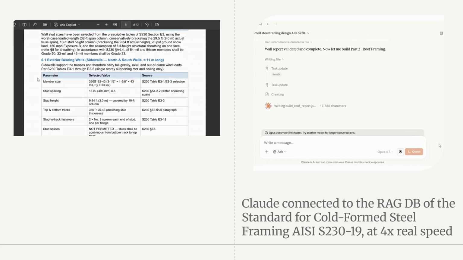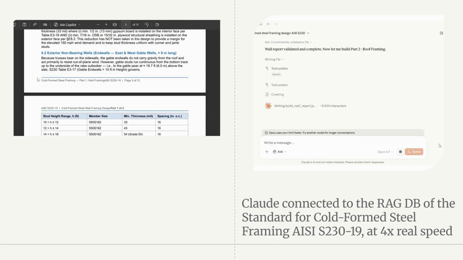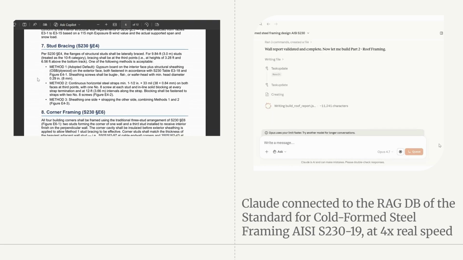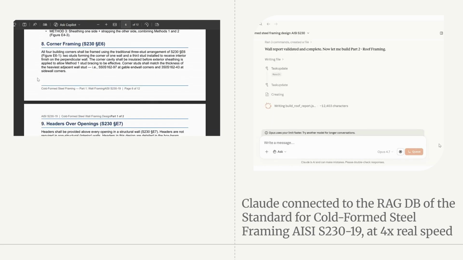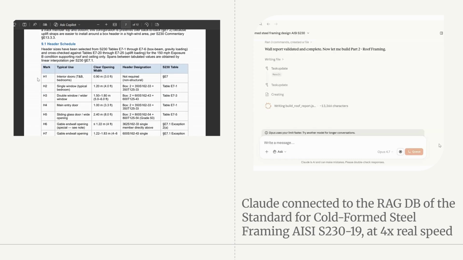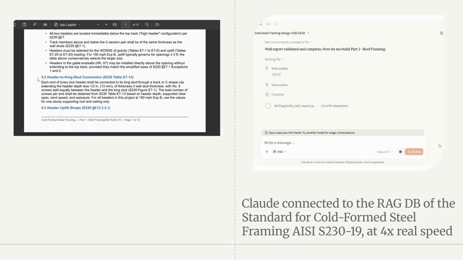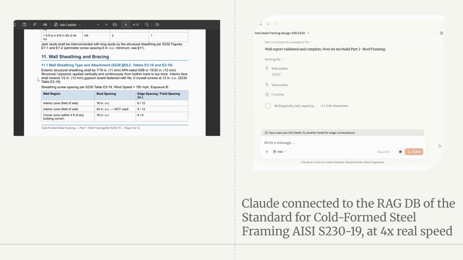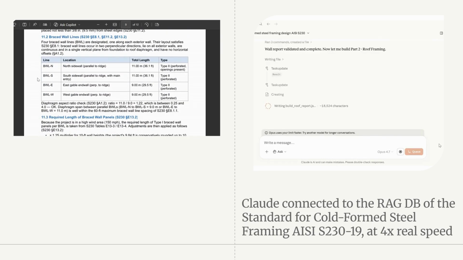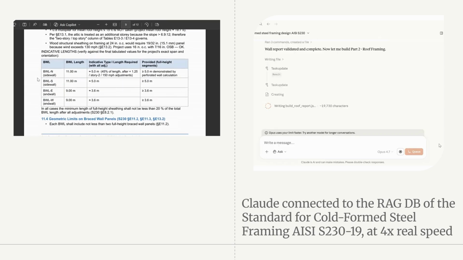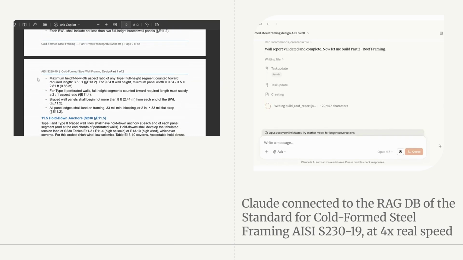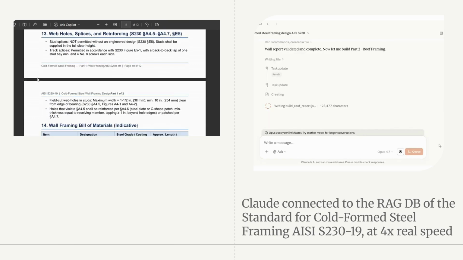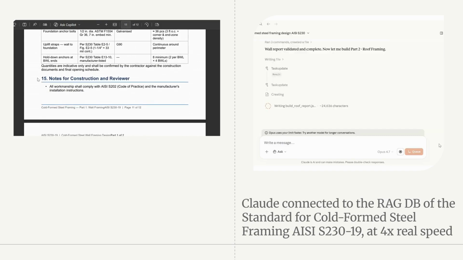The wall studs are then selected from the appropriate tables in S230, including exterior load-bearing walls and non-load-bearing walls, and interior non-load-bearing walls. Stud bracing and corner framing requirements are specified. The chapter on headers includes a detailed header schedule, details of connections to king studs and uplift strapping. The jack and king studs and box headers are then designed. A detailed chapter on wall sheathing and bracing details the predominantly wind-based design of the lateral bracing system and hold-down anchors. Finally, some checks, additional detailing, and a bill of materials is provided.